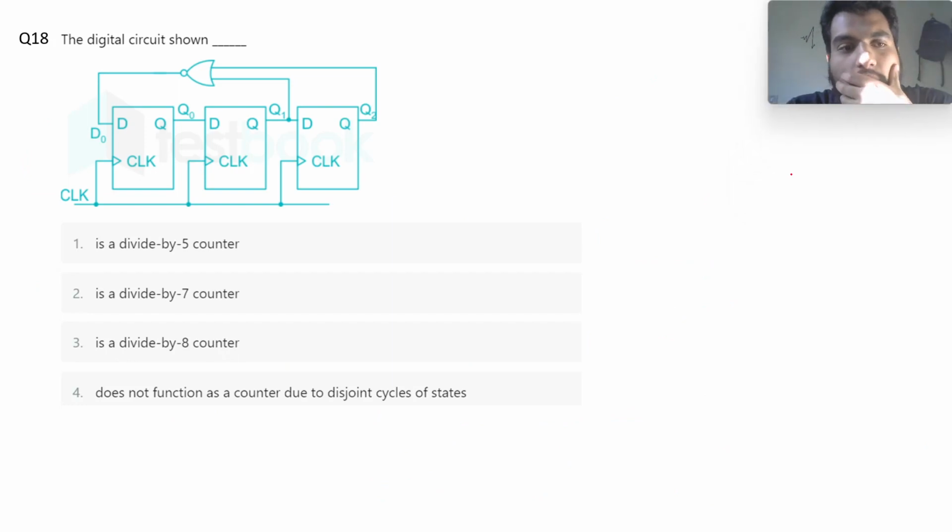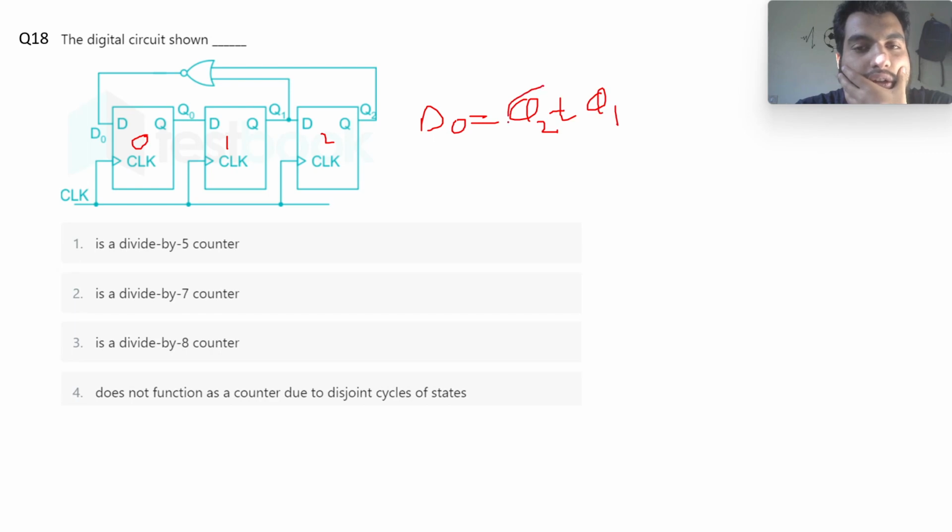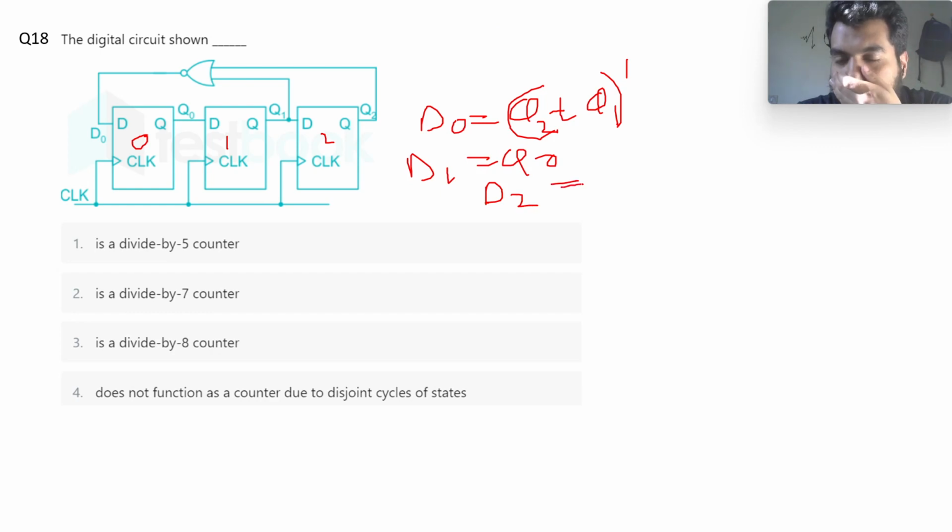So the digital circuit shown below, we need to find out what this circuit is. Let me mark the flip-flops 0, 1, 2. D0 is equal to (Q2 + Q1) complement, and D1 is equal to Q0, and D2 is equal to Q1. So let's assume we start at 0, 0, 0. This is Q2, Q1 and Q0.